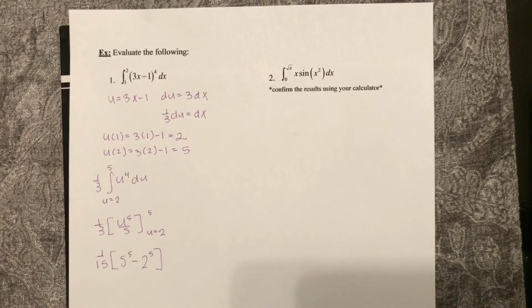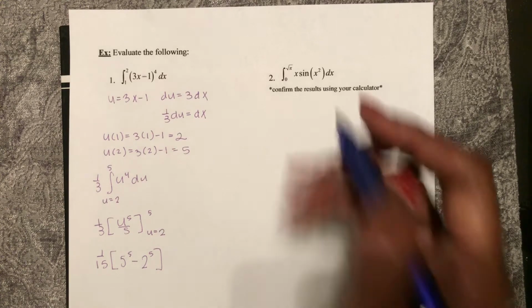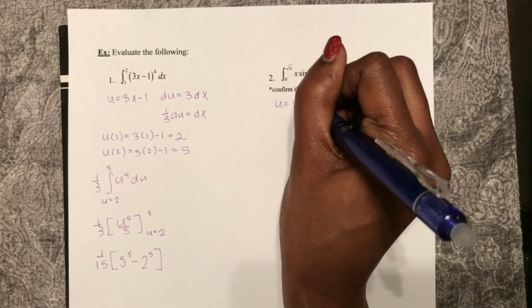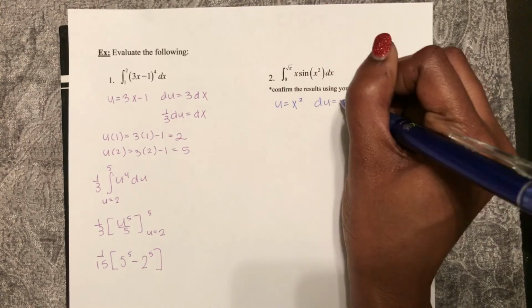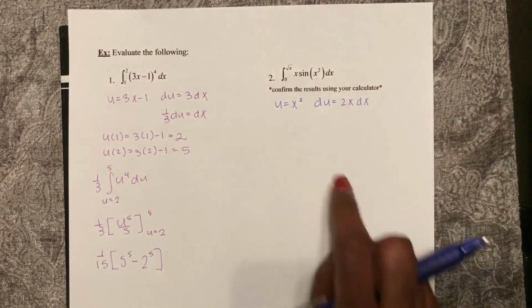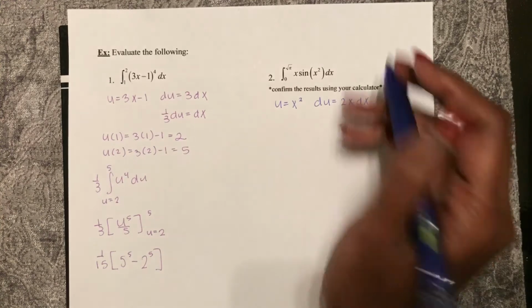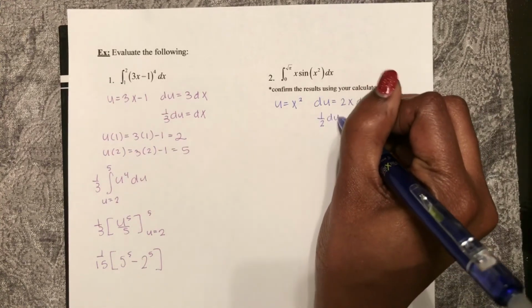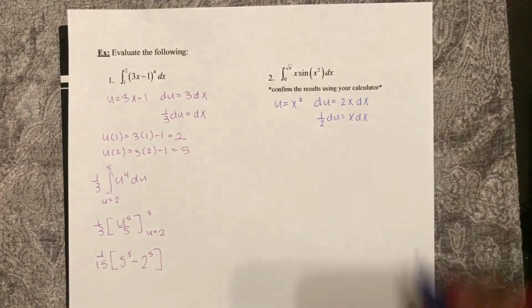Here in example 2, I'm also trying to evaluate a definite integral, but it will be easier to simplify this problem if I use u substitution. Here I'm going to let u equal x squared. Du is 2x dx. We only have an x dx in the problem, so it's 1/2 du equals x dx.